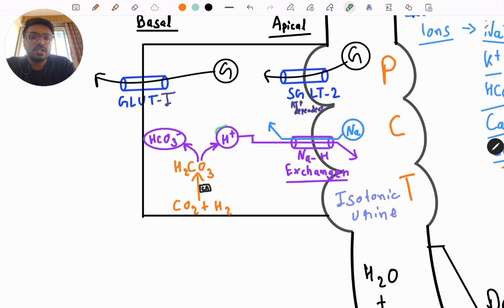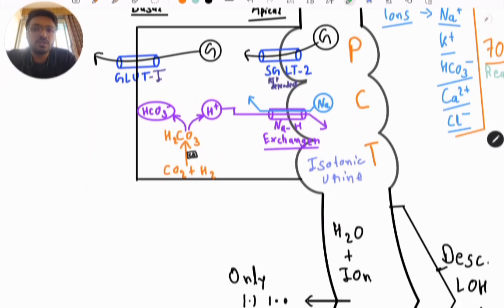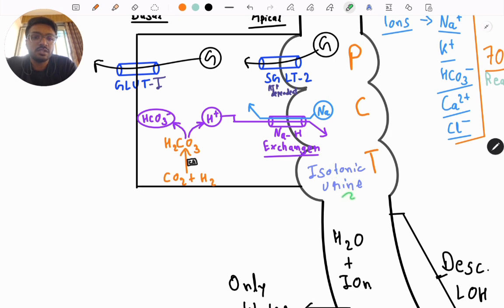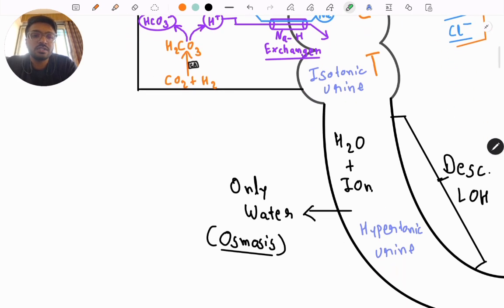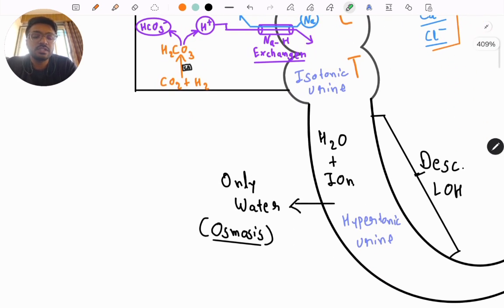So if more H plus ions are excreted out, it's going to make our urine acidic, and that's when we are going to face some burning micturition kind of sensation. After all this happens, this isotonic urine is going to pass into the descending loop of Henle. Now this descending loop of Henle is only permeable to water and not the ions. Hence the concentration is going to be very high here, and it will be called hypertonic urine.